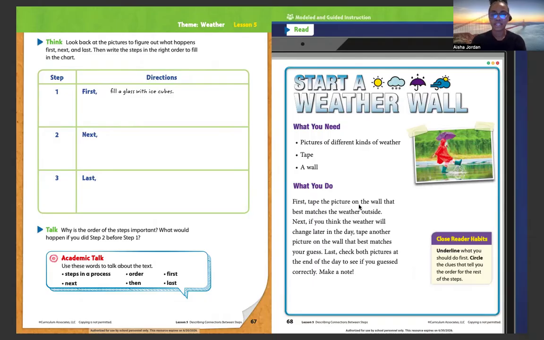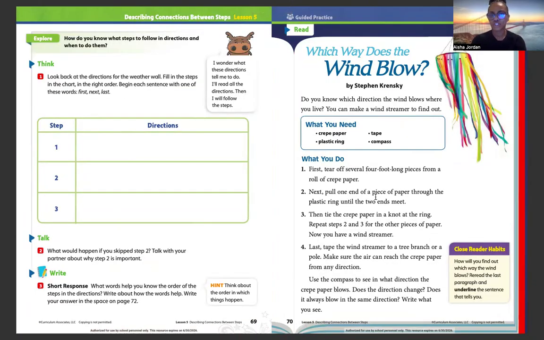Underline those or circle those, and circle the clues that tell you the order for the rest of the steps. And then I want you to look at page 69. Don't worry about 70. We're just looking at 69. I want you to look back at the directions for the weather wall and fill in the steps the same way that you would do on the first activity. And then I want you to look at the bottom here.